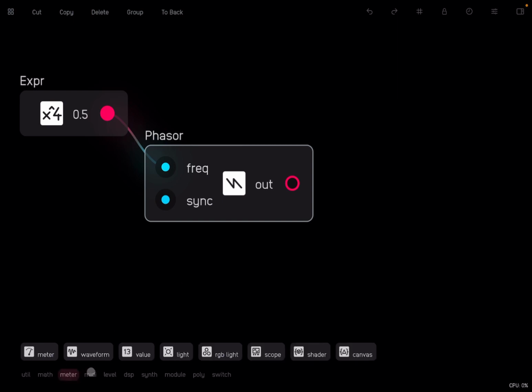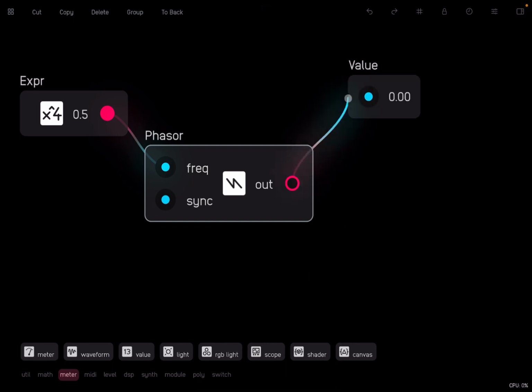So let's go to the meter. We have seen in a previous tutorial how to use the value node. So let's try that again. You can see it's moving up to 6 point something, which means it goes from 0 to 2 times the value of pi, because pi is 3.14, etc. So 2 times the constant pi.